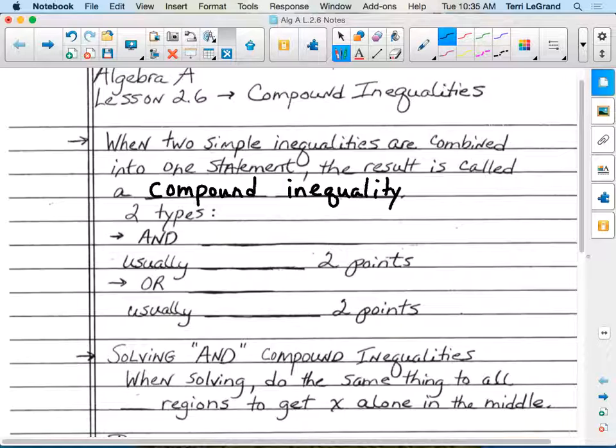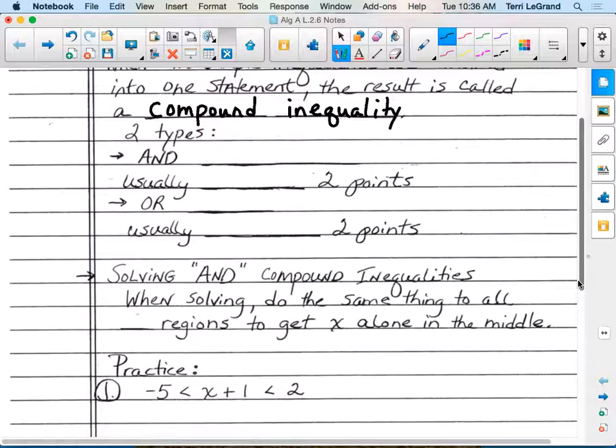Same thing with math. When we put two inequalities together, we get a compound inequality. We've been working with what are called simple inequalities. When we put two of them together, the result is called a compound inequality. And there are two types. We have the and type. Would you circle that just so that it stands out? The and type is an intersection, meaning the combination of the two of them together.